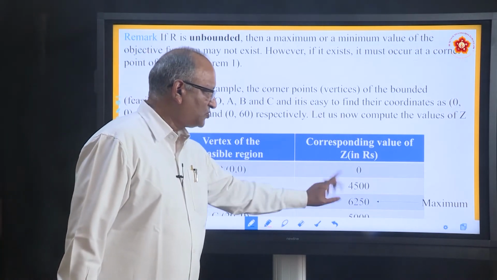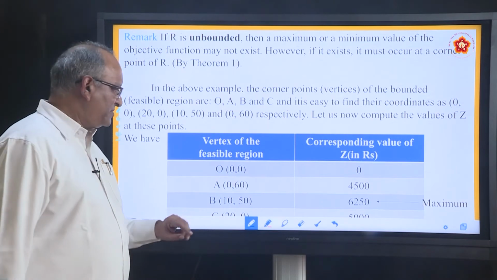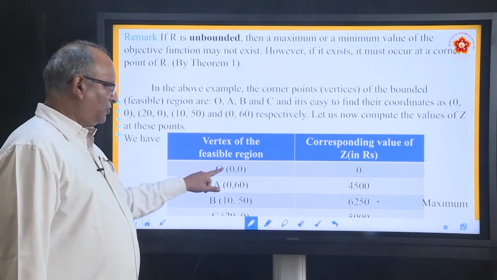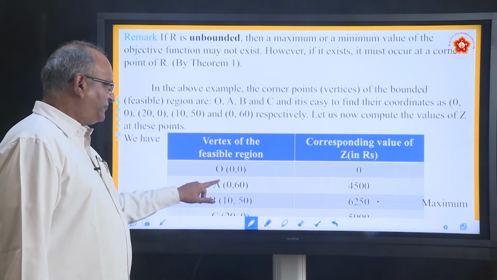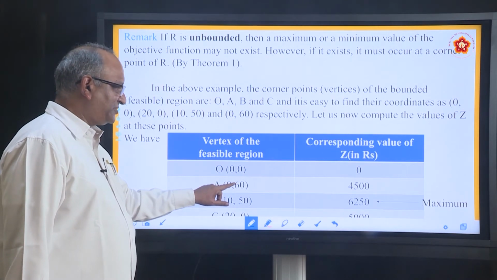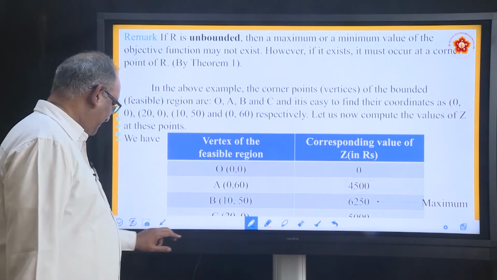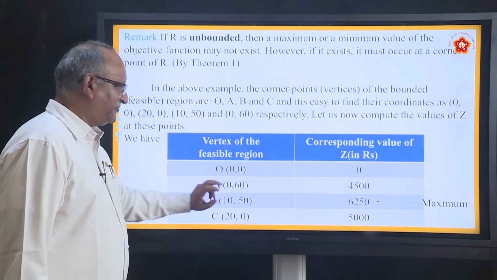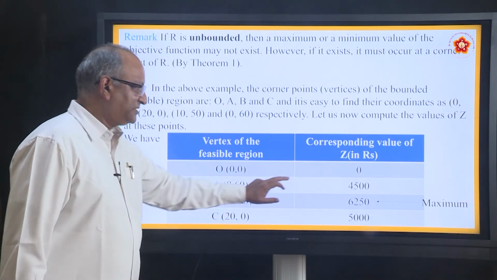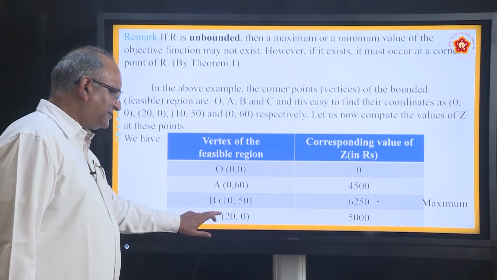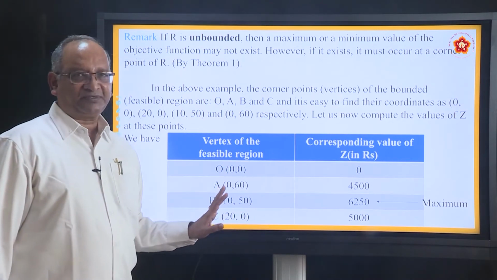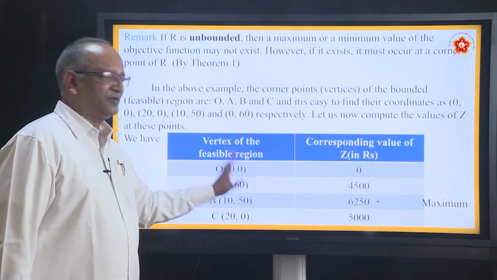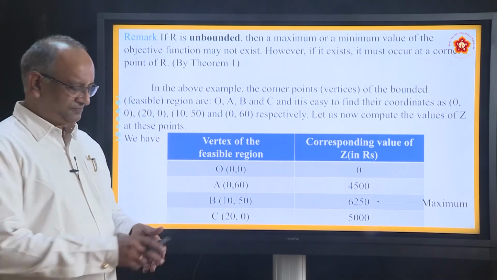The maximum value is 6250. When is it maximum? When he purchases 10 tables and 50 chairs. If he purchases no chairs and no tables, profit is 0. If he purchases 60 chairs, profit is 4500. And if he purchases 10 tables and 50 chairs, profit is 6250. If he purchases straight away 20 tables, profit is 5000. So the maximum profit he is getting in this particular case. So this is the solution. This is the procedure.